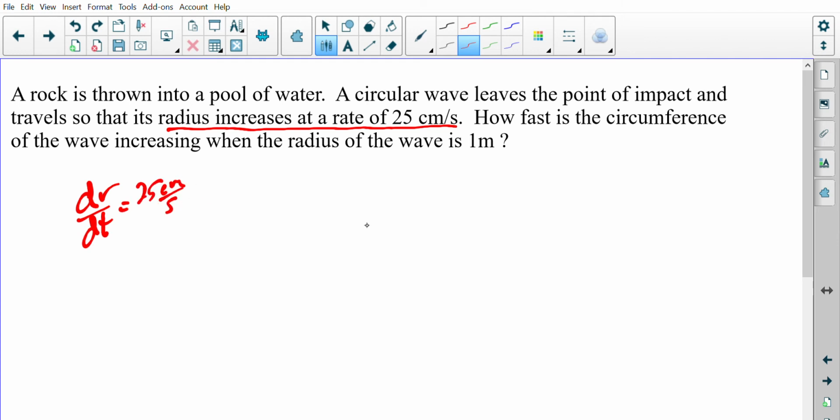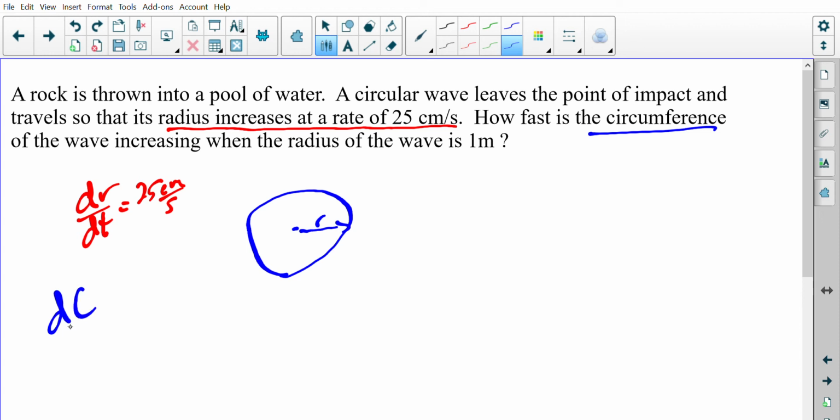So imagine a rock is thrown into a pool. The rock hits the water and it makes a wave, a circular wave. It's a bad circle, but you get the idea. And the radius of that will change. It wants to know, as that wave is going out and the radius is increasing at this rate, what's the impact it's having on the circumference. So it wants change in circumference as time passes.